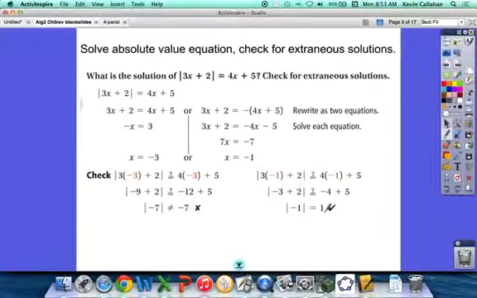Now, if you are in the process of plugging things in, the extraneous solution is not going to work for you. So you'll be correct in having thrown that one out if that's the way you're going to do it.